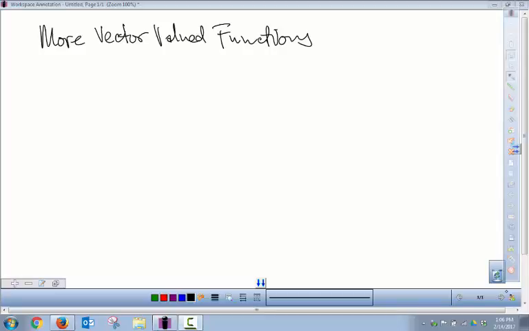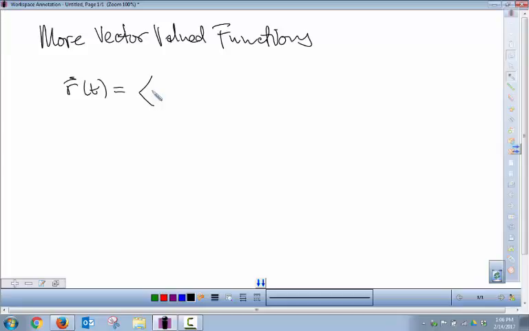So last time we were talking about vector valued functions, and we started talking about derivatives and integrals of things. We haven't really talked about integrals yet, but let's jump into just an example of a vector valued function, and just to get us used to dealing with this.